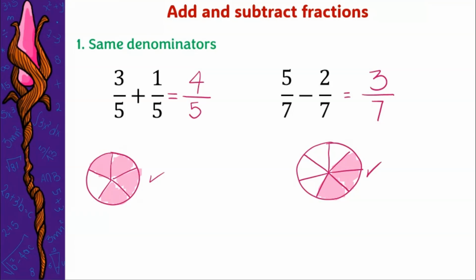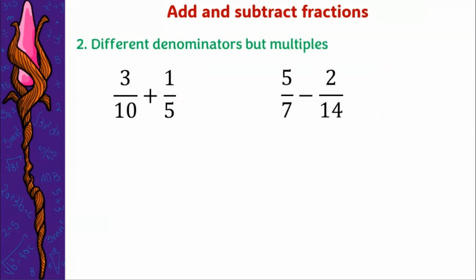So this is the easiest case. That's why I started with this one. Let's check what happens when they have different denominators, but one is a multiple of the other one. In this case, we need to use equivalent fractions. Remember, with equivalent fractions, you can multiply or divide top and bottom by the same number to get another fraction that is equivalent. That's what we are going to do in these operations.